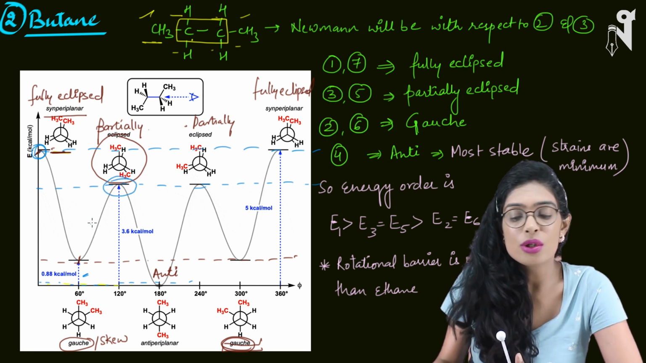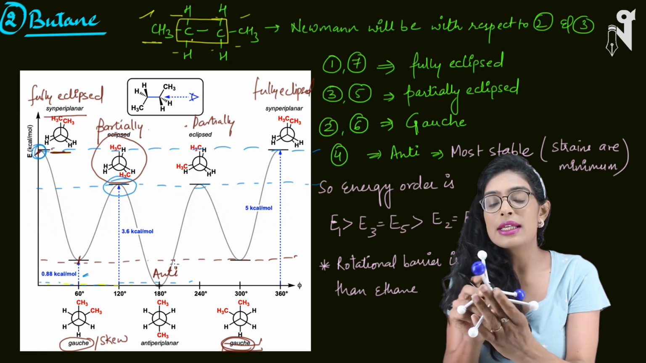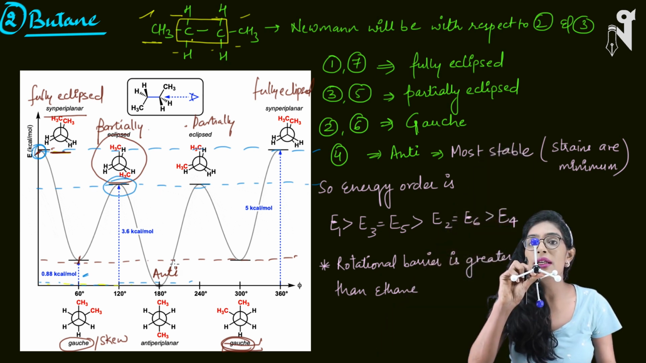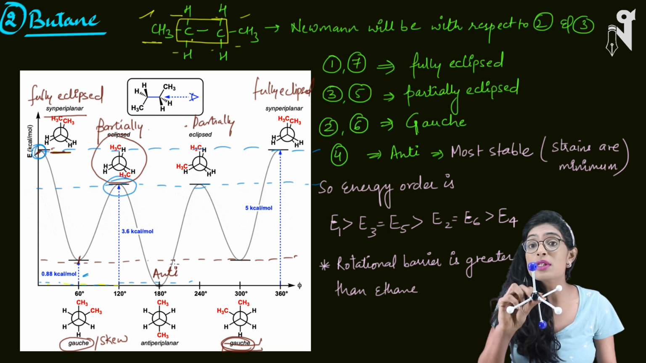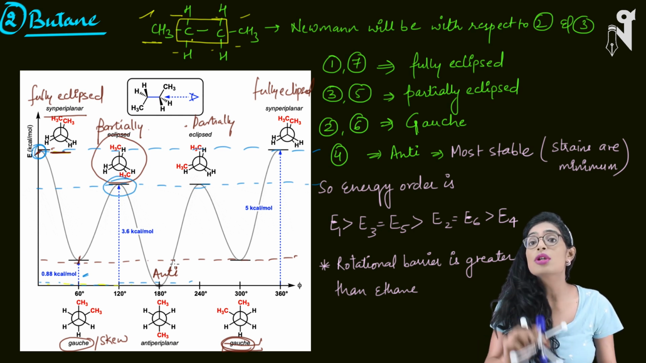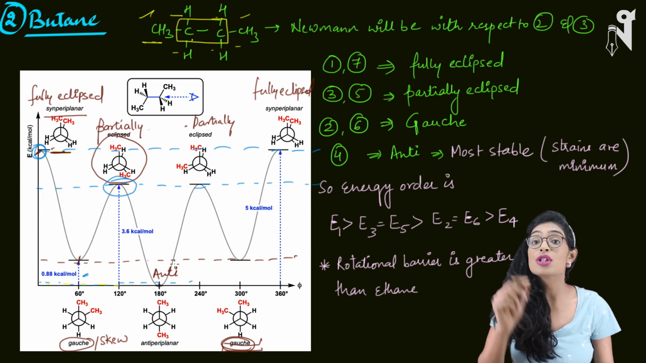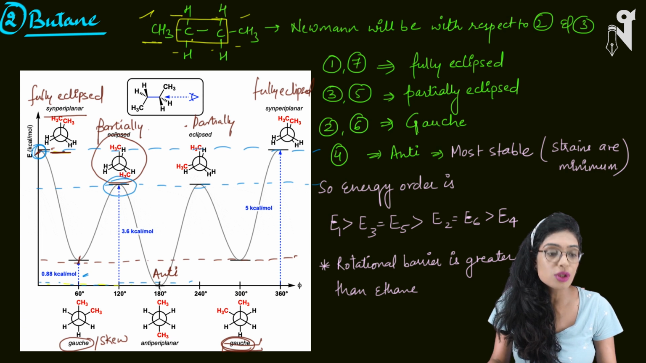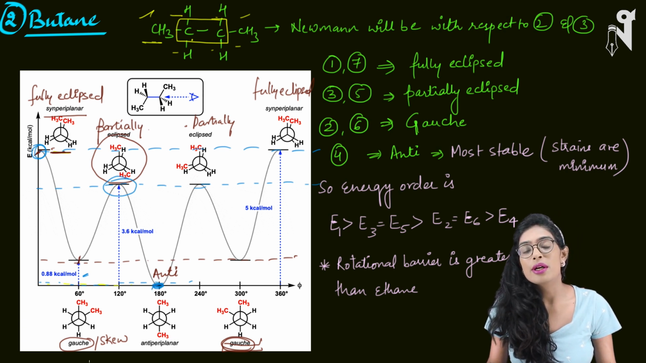Then it will again lose energy and it will become anti. Anti, as I mentioned, the same groups are completely opposite to each other. So this is my anti. Here the same groups are completely opposite to each other, hence minimizing the repulsion, minimizing the van der Waals strain and the torsional strain, and hence the energy will be least and it will be the most stable. So you can see it at the lowermost position on the potential energy graph.